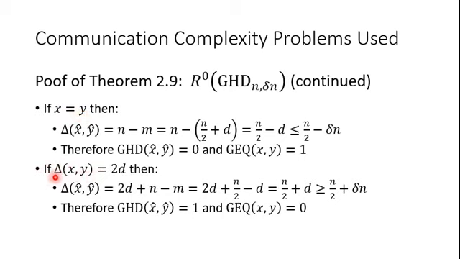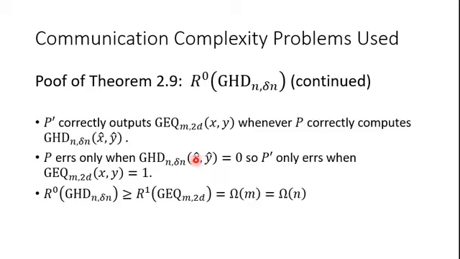Conversely, if the Hamming distance between x and y is 2d, then the Hamming distance between x hat and y hat is 2d plus n minus m, what they were different on before we added the bits, and the added bits. And this equals 2d plus n divided by 2 minus d. And this we get as n divided by 2 plus d, which is larger or equal to n divided by 2 plus delta n, again because of the relationship between d and delta n. So therefore GHD of x hat and y hat equals 1, and GEQ of xy equals 0.